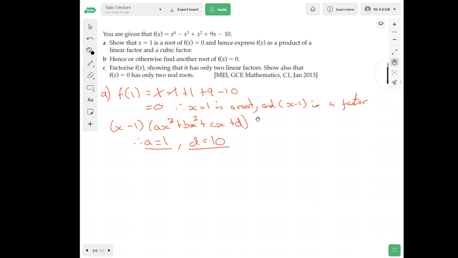So what we're going to get, when we multiply these two brackets out, our cubed terms, we would get bx cubed minus ax cubed, and that would have to equal minus x cubed. So again, let's just go through, we can cancel out the x cubed. We've already worked out that a is 1, so we get b minus 1 is equal to minus 1, and therefore b equals 0.